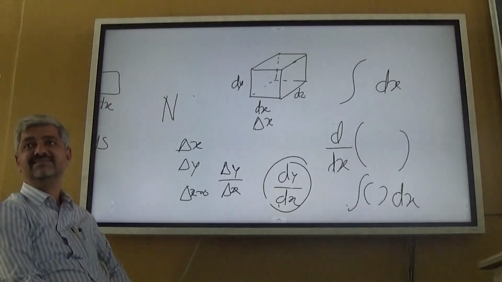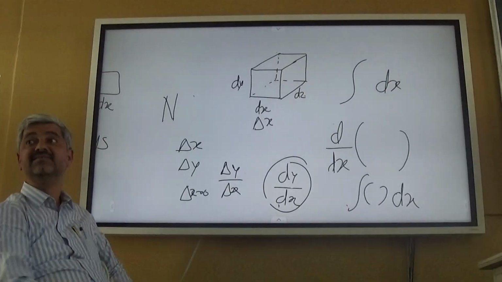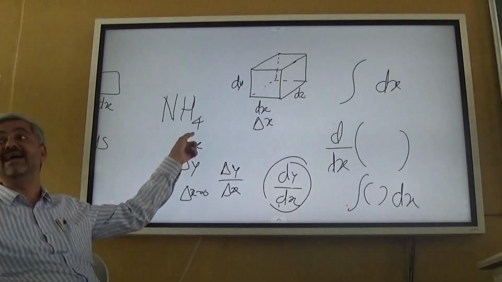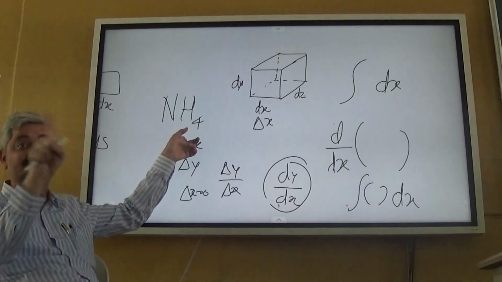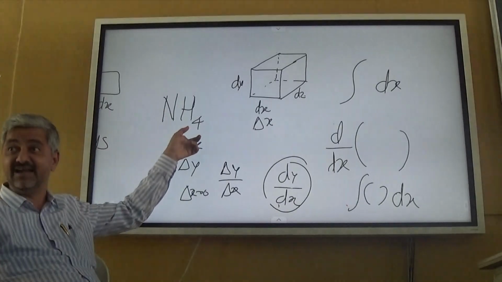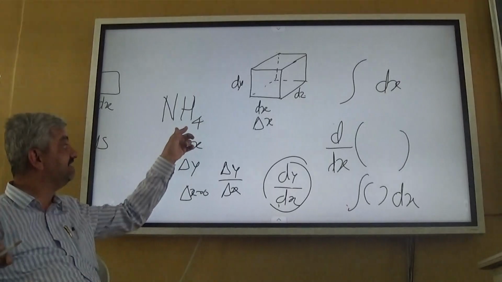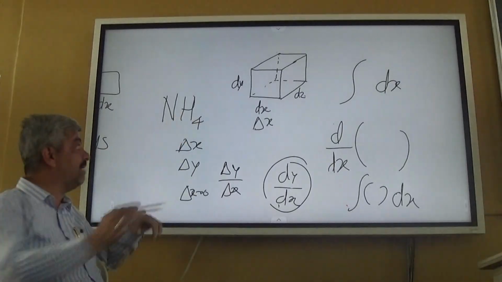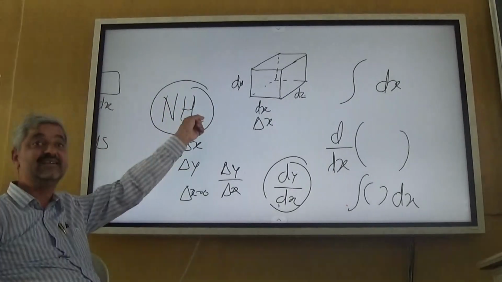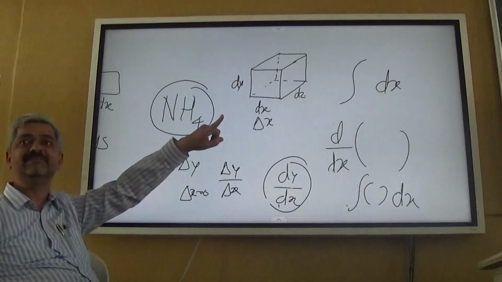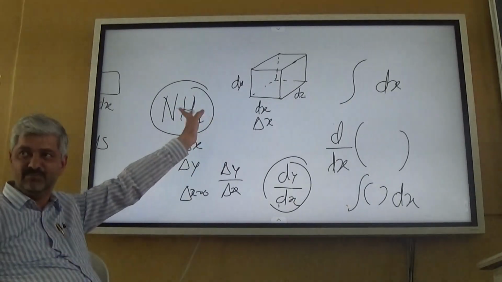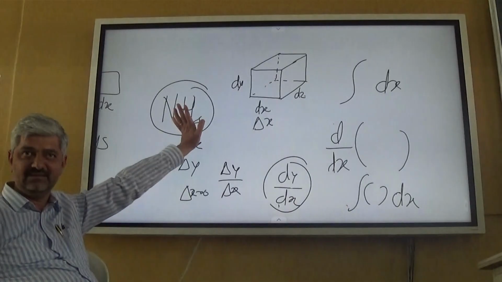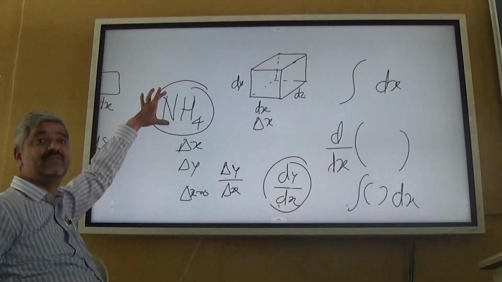NH4. NH4, ammonium. Ammonium doesn't have a separate existence. Ammonia and it separately can't sustain. It disintegrates into ammonia and hydrogen. But ammonium exists only in compounds. NH4Cl. Right? Ammonium sulfate, ammonium chloride. Everything is permissible, right? But no standalone ammonium.